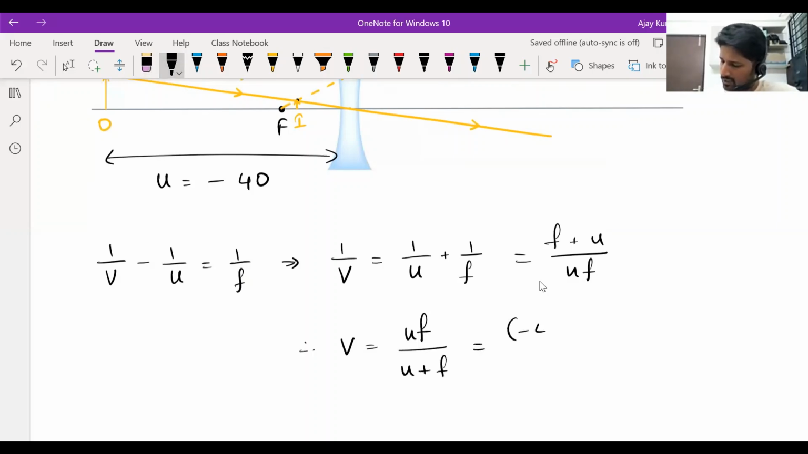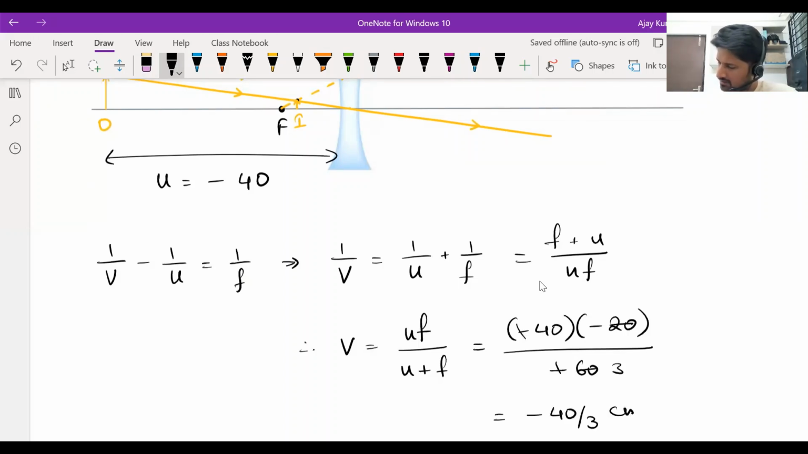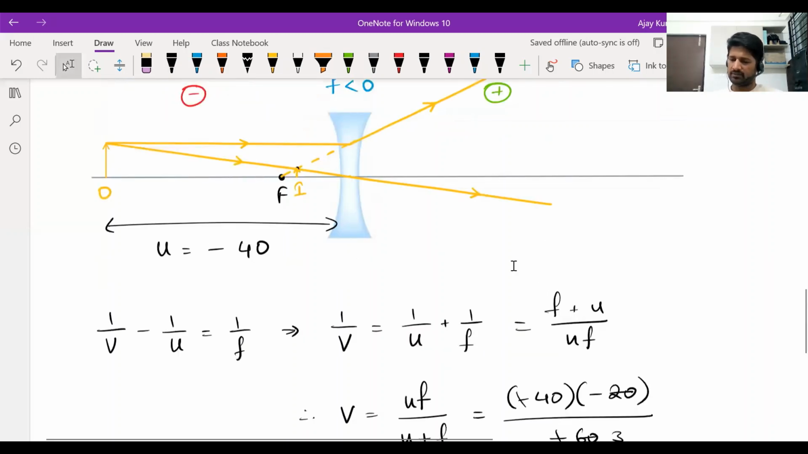U is minus 40, focal length is minus 20, divided by u plus f. Minus 40 plus minus 20 is minus 60. 20 and 60 goes 3 times. The answer is minus 40 by 3. This is the image distance. And as expected, it's on the negative side. Okay. Object is at 40 centimeters on the negative side. Image is at 40 by 3 centimeters on the negative side.